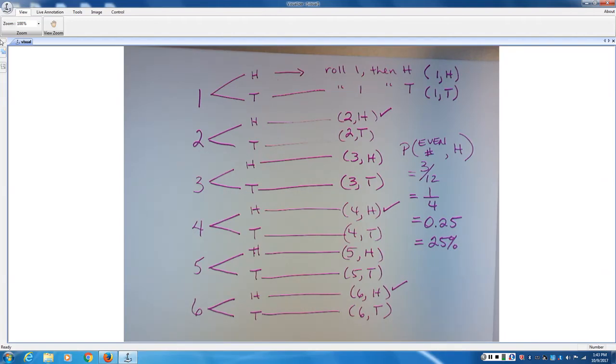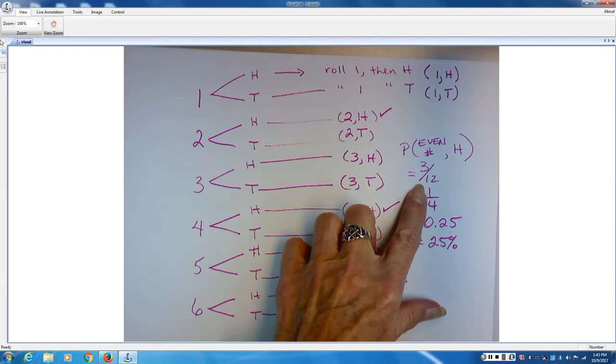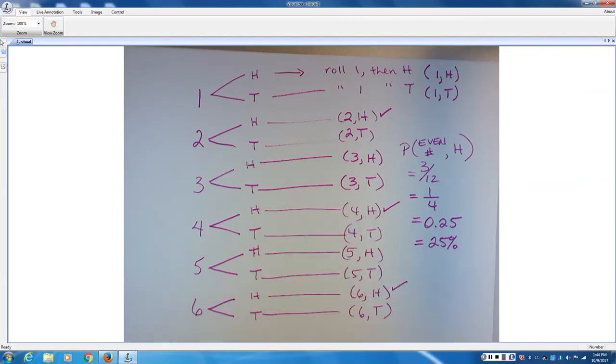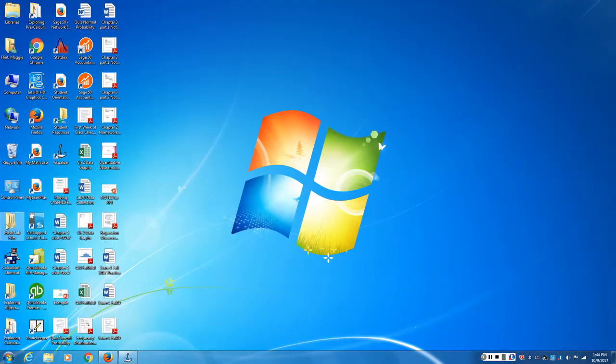Now in the My Math Lab, they're going to make you reduce your fractions. 3/12, 1/4. Use your calculator. Does anybody not know how to use your calculator to reduce a fraction? Because we can look at that. Okay. Let's use a calculator to show how to do that. Let me go find my calculator.